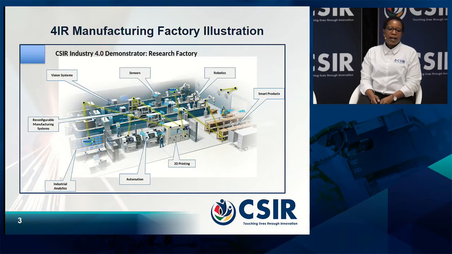So the CSIR, when we were busy coming up with a strategy for Project Synapse, one of the things that was realized is how do you now integrate all these 4IR technologies into a demonstrator, which is a research factory that is shown now on your screen. And the research factory, or the smart factories as they are called, will have smart sensors throughout the factories. There will be robotics that are integrated into the systems. You'll also have industrial analytics, automation, and additive manufacturing or 3D printing, which is what the focus for today's presentation is going to be about.